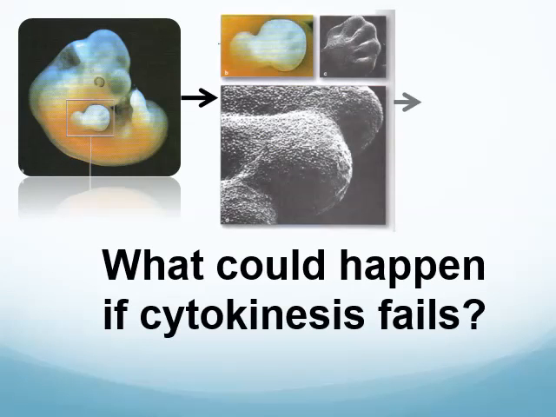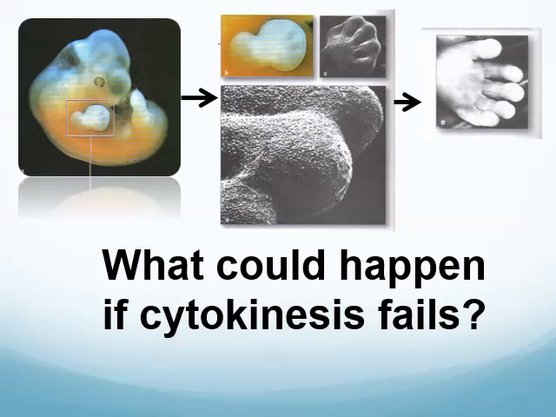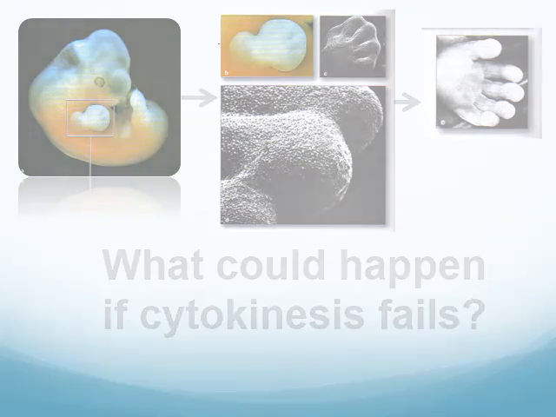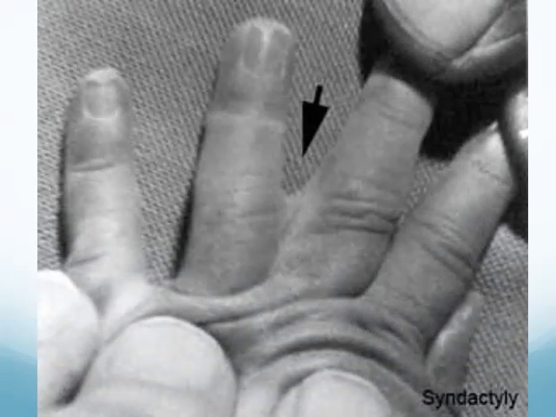Now, as you can see here, this is a tiny embryo. And the embryo is, well, there's something happening to it. So what do you think would happen if cytokinesis failed? So if the cytoplasm of cells never split? Well, we'd actually get something that looks like this.